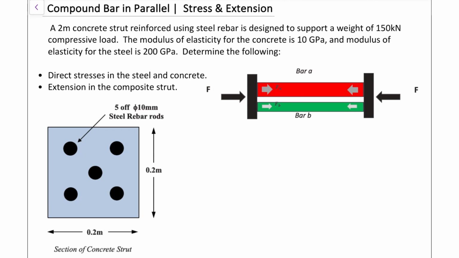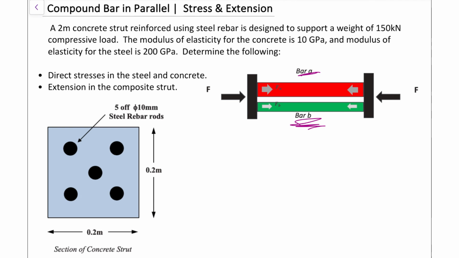So we have here a compound bar in parallel setup, and all that simply means is that our materials will be running alongside each other. Now this is meant to be a concrete strut, so you would see a lot more concrete, but I've set up this image because I wanted you to see that the bars actually run alongside each other. Now it's a 2 mm concrete strut, and it's reinforced using steel rebar.